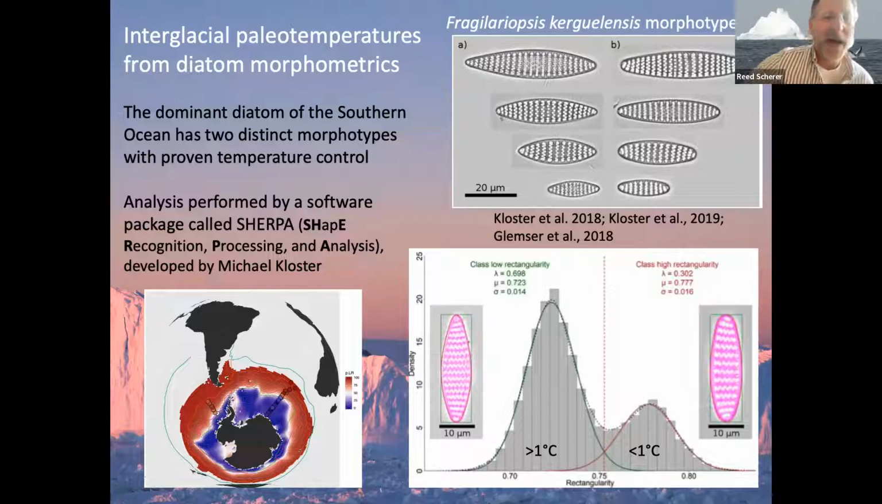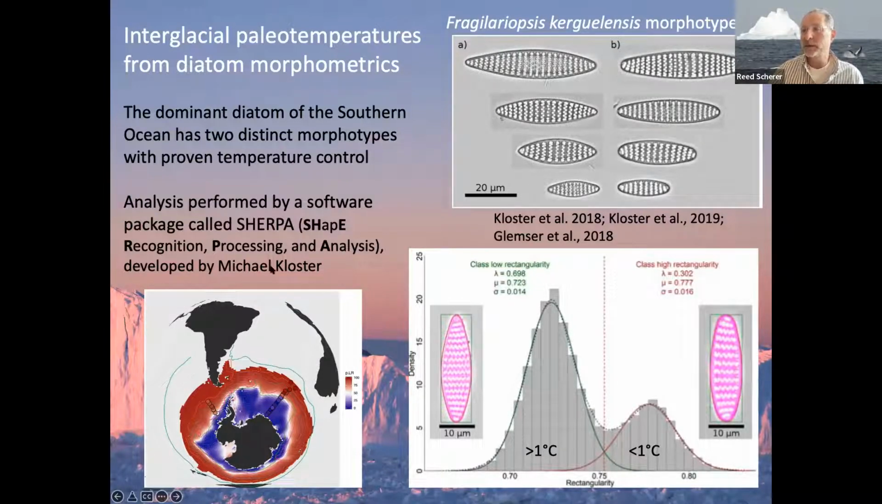But diatoms are genetically programmed to behave in a certain way under certain conditions. A scientist originally at the Alfred Wegener Institute, Michael Kloster, had mapped out and quantified morphometric variation among species. So here's the most abundant diatom species of the Southern Ocean, Fragilariopsis kerguelensis. If you just look at them, you see there's a variance in size, but also a more subtle variance in shape. This one's a little pointier and this one's a little rounder. It turns out that these two morphotypes are directly linked with the water temperatures under which they're growing.